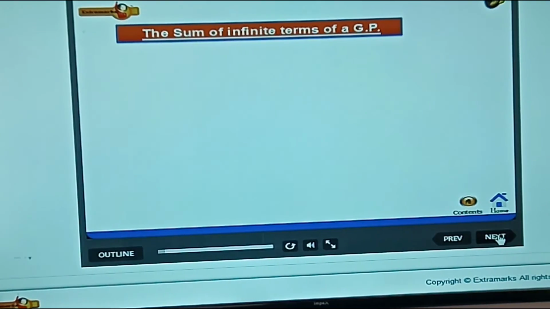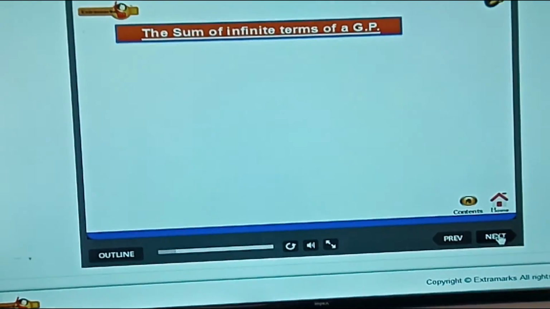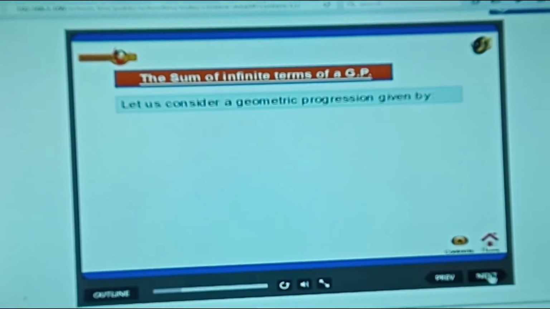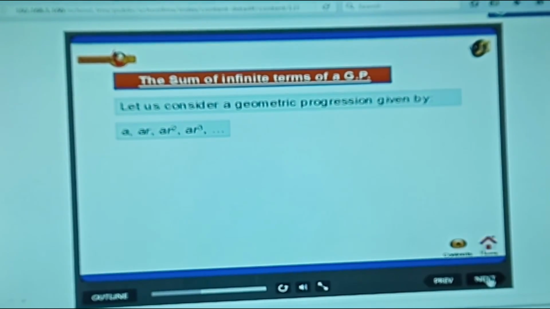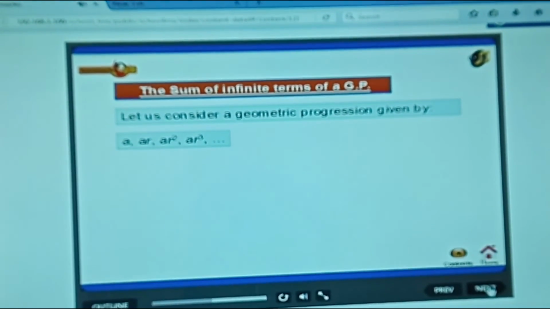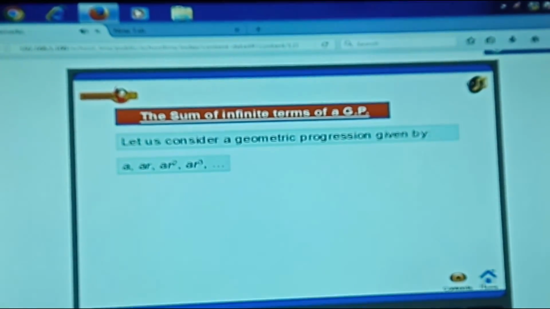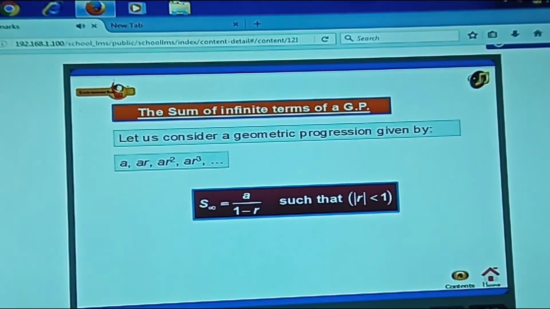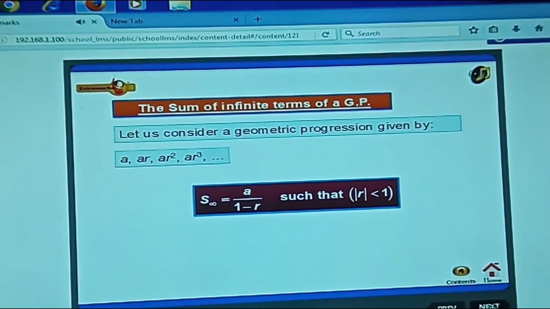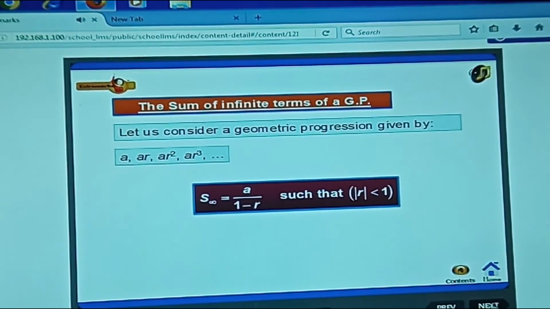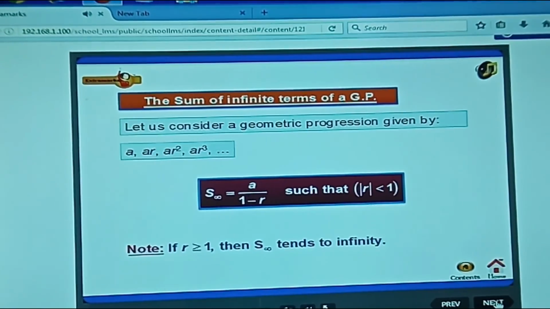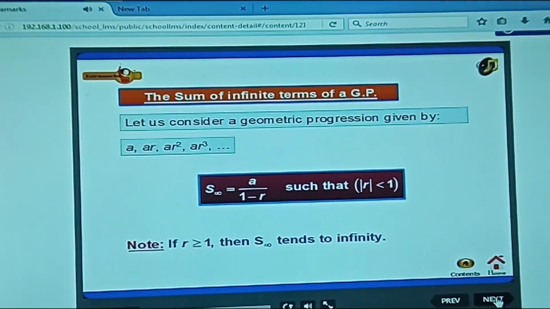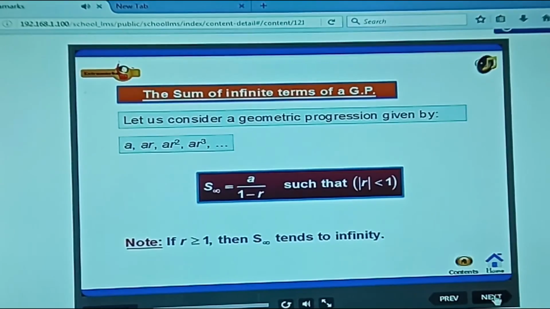Now, we will find the sum of the infinite terms of a GP. Consider a geometric progression with first term A and the common ratio R. Consider the sum of its infinite terms. It is denoted by S infinity and given by the following expression, such that the numerical value of R is less than 1. Note, if the numerical value of R is greater than or equal to 1, the sum to infinite terms of the GP tends to infinity.